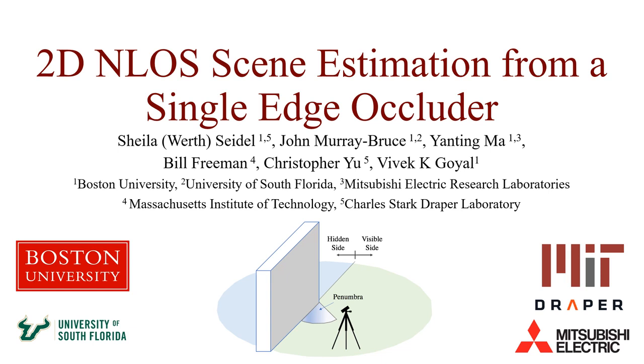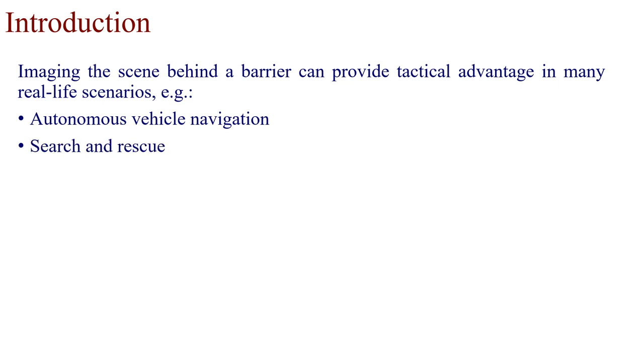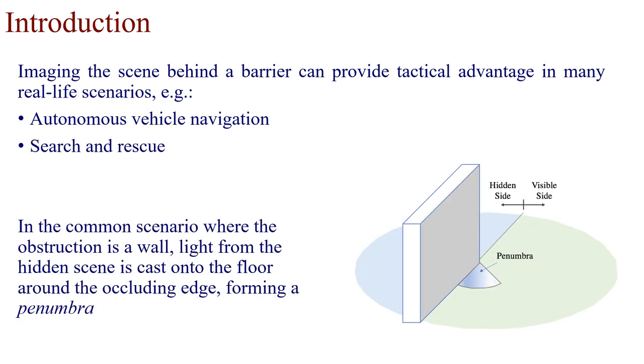I'm going to talk about a passive method for forming a 2D reconstruction of a hidden scene using a single edge occluder. The ability to form non-line-of-sight images could be incredibly useful in a variety of applications, including, for example, autonomous vehicle navigation and some search and rescue situations. In this work, we focus on the common scenario where the occluding object is a wall.